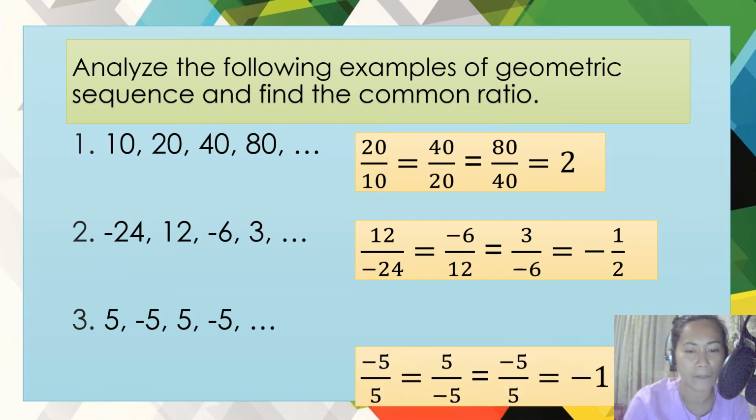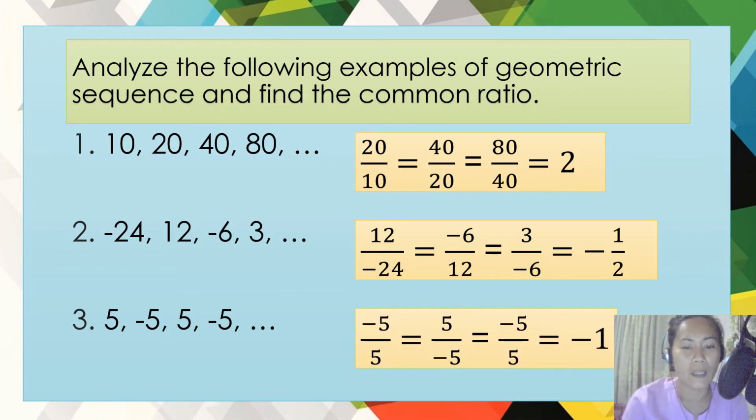Number 3: negative 5 divided by 5 equals negative 1. And then 5 divided by negative 5 equals negative 1. So the common ratio for number 3 is negative 1.